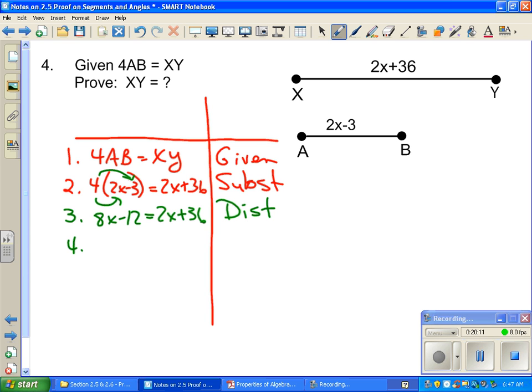Now, I only have 2 items on each side. One has an X on it and one doesn't. So therefore, adding like terms will not be needed in this step. But what I do need is all my X's on the left. So I'm going to take 2X away from both sides. So I'm using subtraction.